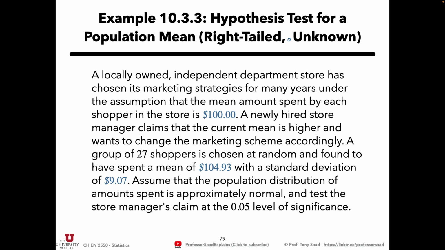A newly hired store manager claims that the current mean is higher and wants to change the marketing strategy accordingly. So a group of 27 shoppers is chosen randomly, so a random sample. We have to assume it's normal now because it's 27 at random, and they were found to have spent a mean of $104.93 with a sample standard deviation of $9.07. Assume that the population distribution is approximately normal and test the store manager's claim at the 0.05 level of significance, 5% alpha.